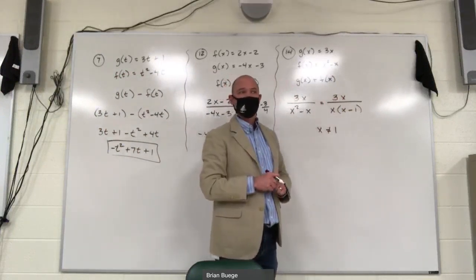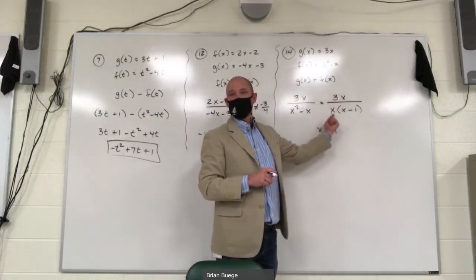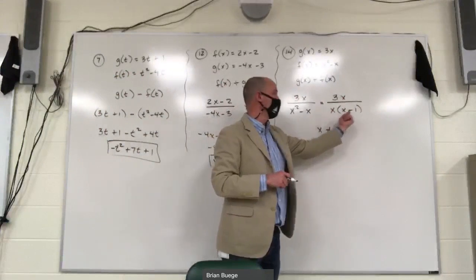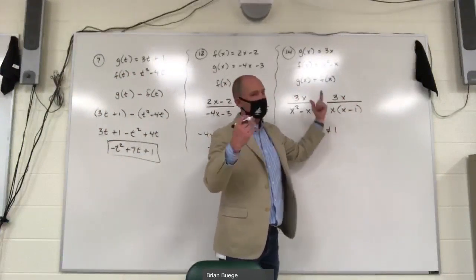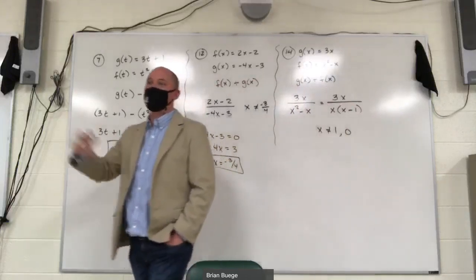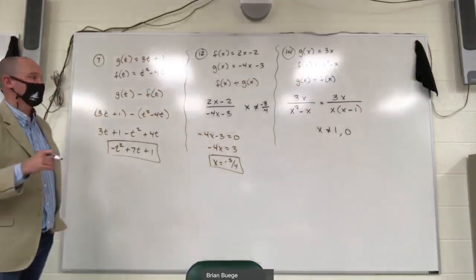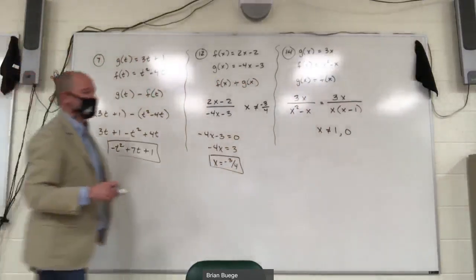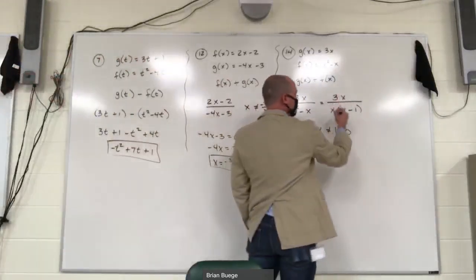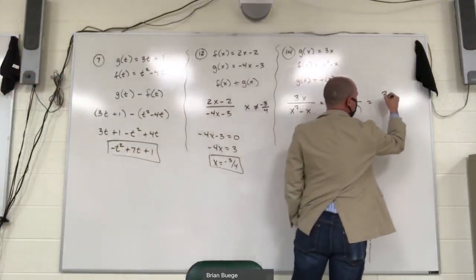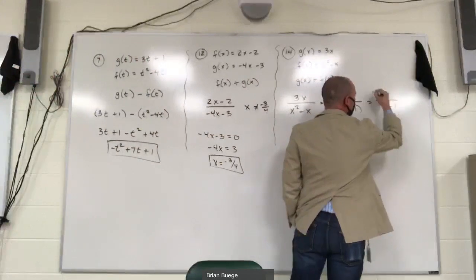What's the second answer? What's the other thing x cannot equal? 0. Because if x equals 0, this would be 0, that would end up being -1, and 0 times -1 is 0. So those are the two values that x cannot equal. Okay? And now the only thing left, I actually can simplify this a little bit because those x's cancel, and you're left with a final simplified version of 3 over x minus 1.